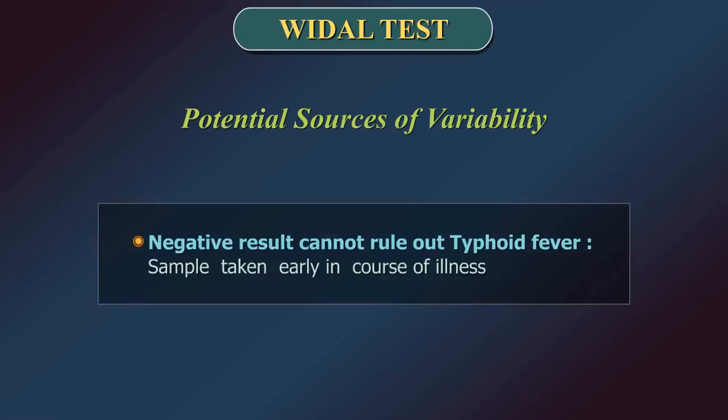A negative result cannot rule out typhoid fever if the sample has been taken very early in the course of illness, that is, earlier than 7 days from the onset of infection. This is because antibodies have still not reached the detectable limit during this period. Diagnosis of typhoid fever can be more definitively established from increasing titers of H and O antibodies in successive tests rather than from a single test result of H and O titers.